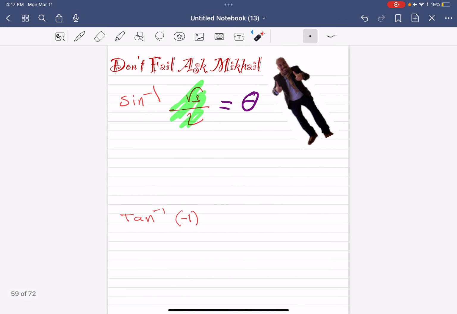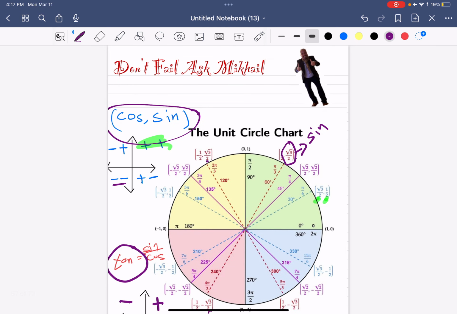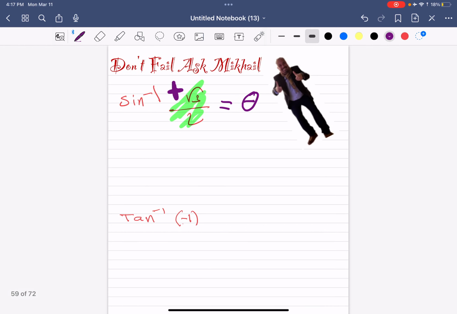So go back to the problem. Because this is positive, I have a choice of the first or the second quadrant, where sine is positive. Which angle has a positive radical 3 over 2 for the sine? Angle 60. So the angle here is either 60 or exactly 120. So theta equals either 60 degrees or 120 degrees.